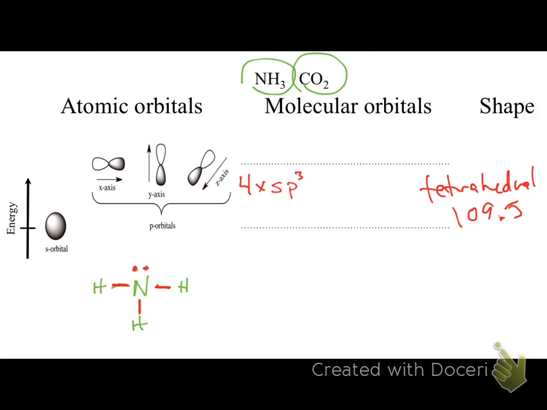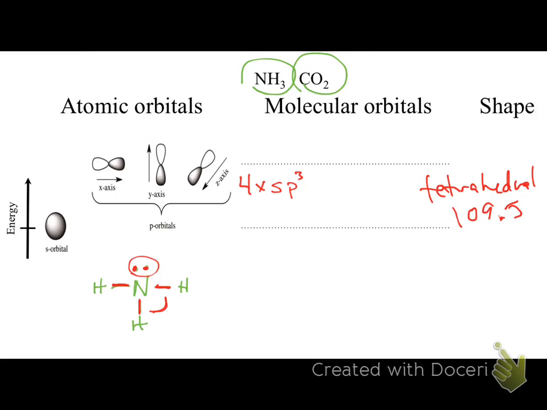109.5. Your textbook will mention that this is not exactly 109.5. Why is it not? Because that lone electron pair is not exactly the same as our bonds to hydrogen, which changes the structure slightly. Just be aware of that. Your textbook will talk about it. As far as I'm concerned, 109.5 is perfectly valid.